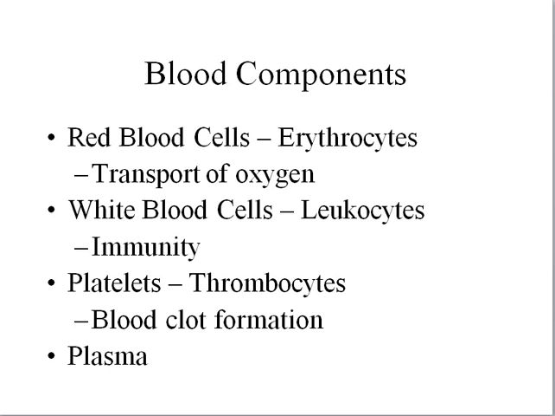There are actually several different types of white blood cells, collectively called leukocytes. Leuko means white. Together, the different types of white blood cells protect you from disease. Platelets, also called thrombocytes, play a central role in blood clot formation. The liquid, non-living component of the blood is called plasma. It's mostly water, but with lots of other substances dissolved in that water.